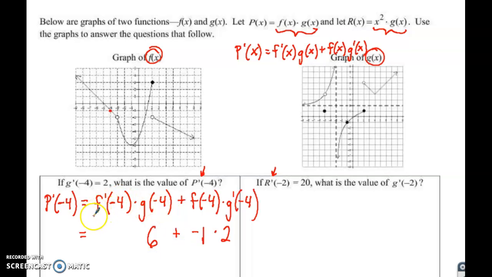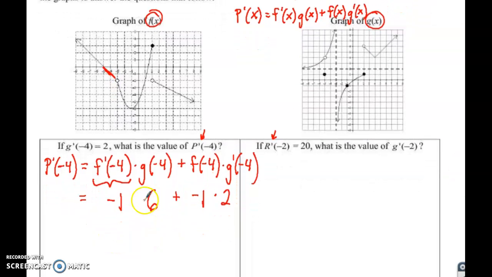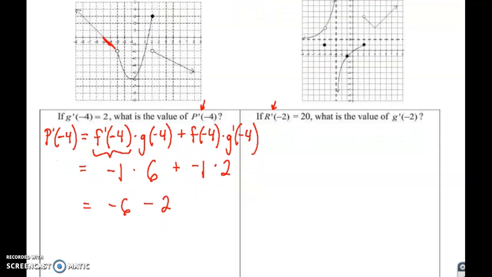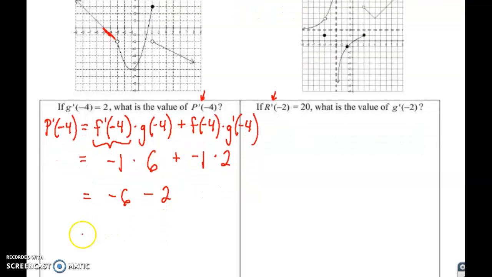But now, how would you figure out f prime of negative 4? What does that actually mean? That means the slope of f at x equals negative 4. Well, if I'm looking at this correctly, it looks like it's a linear function going down 1, right 1. So I would just say that's negative 1 right there. So as you then finish this problem, you're looking at negative 6 minus 2. So p prime of negative 4 would just be negative 8.